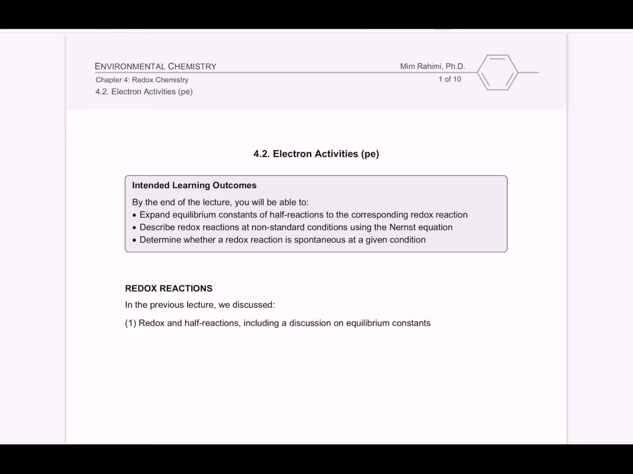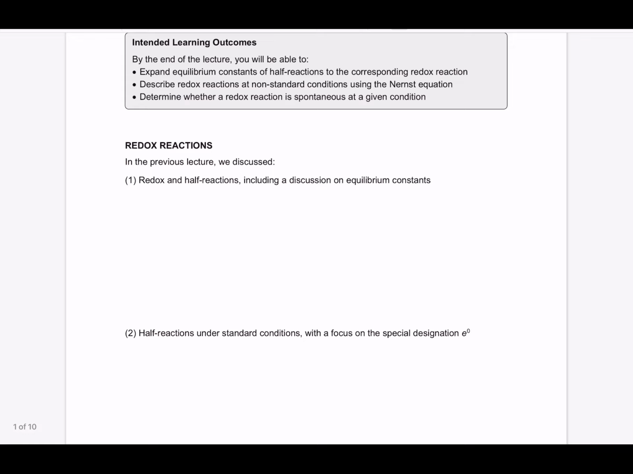And also talking about whether a process is spontaneous. So two things we need to focus on: half reaction versus redox reaction, which is basically a combination of the two reactions, and also standard condition versus non-standard condition. These two we're going to cover in this lecture. So just keep in mind whether we're talking about half reaction, standard, non-standard, or redox reaction, standard, non-standard.